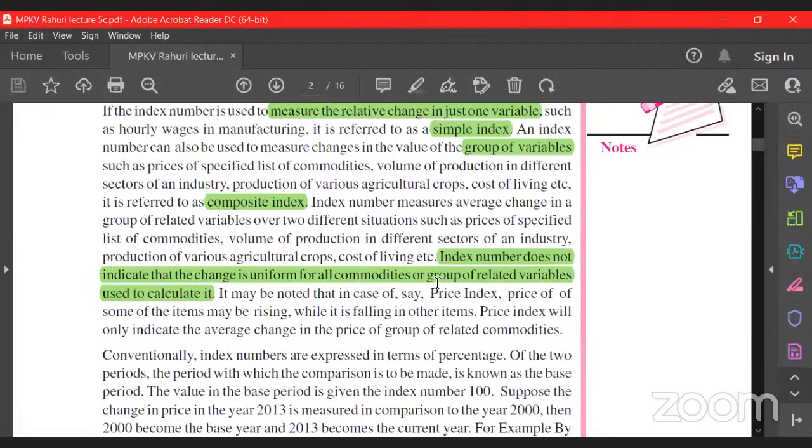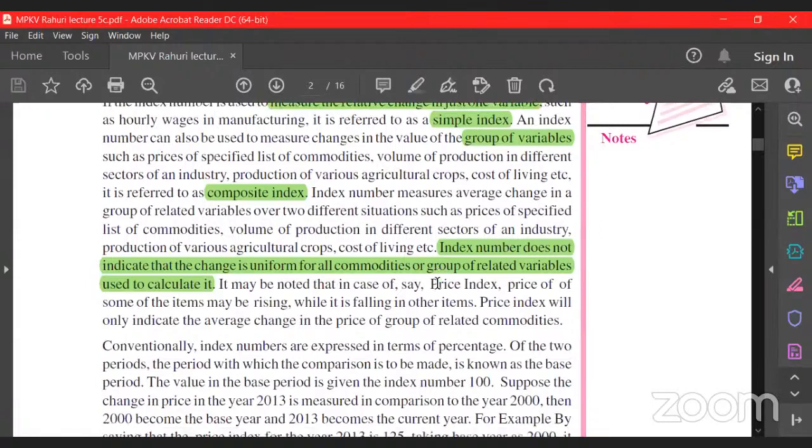So index numbers are used for comparison. Index numbers are from different price levels or different scenarios. This is how index number is different. Okay.